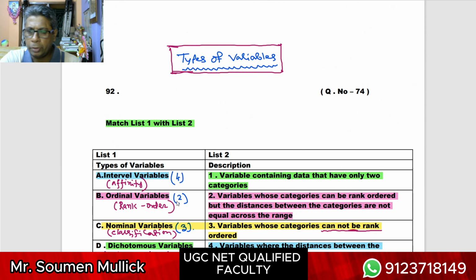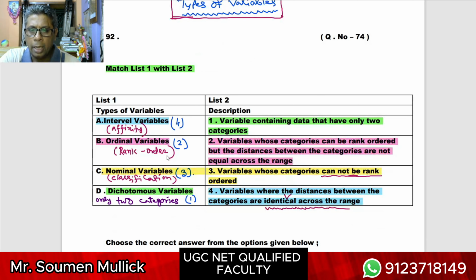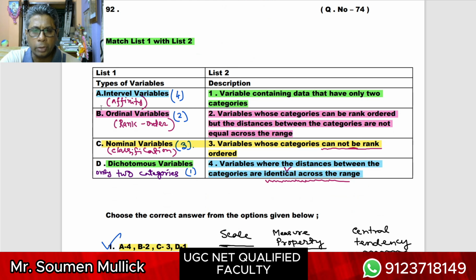Next, our topic, question number 74. This question is based on types of variables. I mention here what are the types of variables and their description. According to color, it is very easy to understand. Interval variables are the correct option 4: variables where the distance between the categories is identical across the range. Identical means affinity.